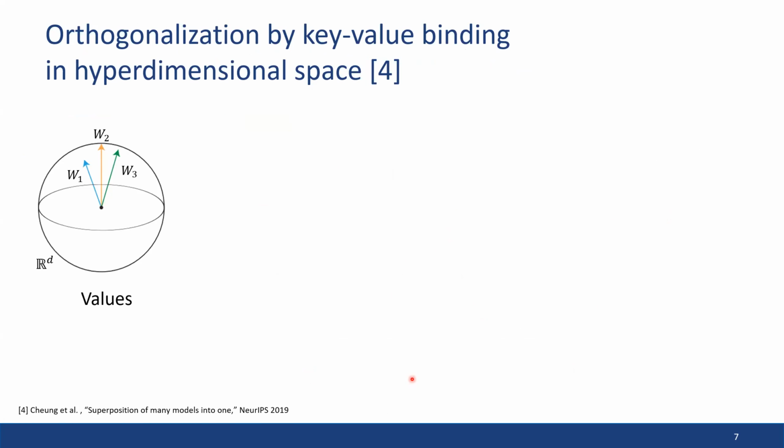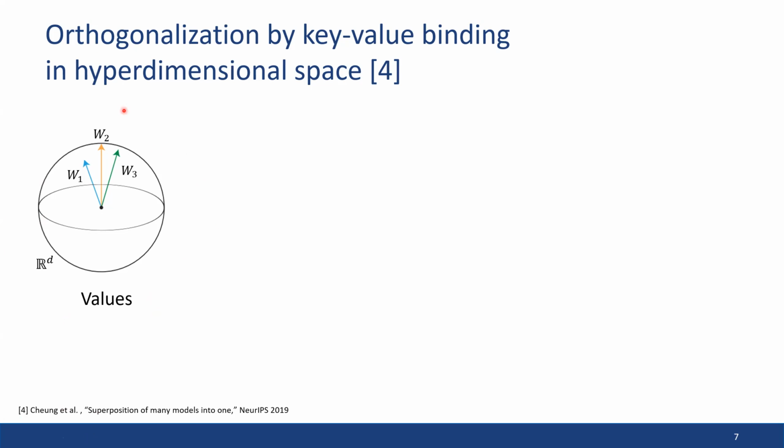So I will now introduce the key value binding, superposition, and approximate retrieval in hyperdimensional space. The original idea to use this superposition for compressing many models into one was initially introduced by Zheng et al. And there it was mostly applied on vision data. Here in this case, we applied it, as I already introduced, on biosignal data. Moreover, we use different binding and retrieval operations.